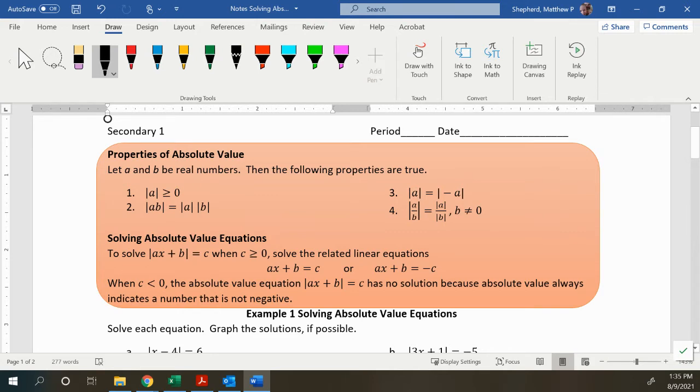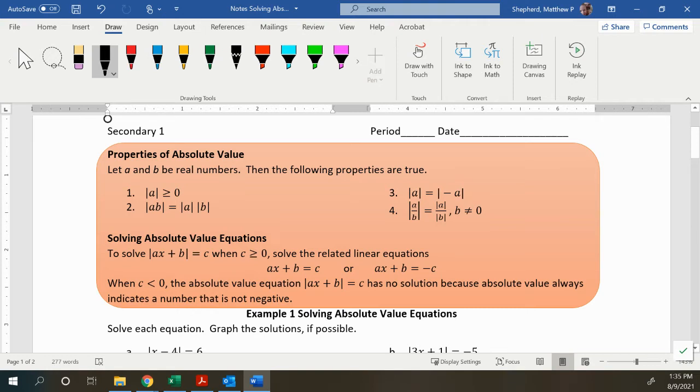Now, this leads us to certain properties. Property number 1, the absolute value of a number is always greater than or equal to 0. Or in other words, it's going to be positive. Number 2, the absolute value of a product of two numbers is the same as the product of the absolute value of each number. So in other words, the absolute value of A times B is equal to the absolute value of A times the absolute value of B.